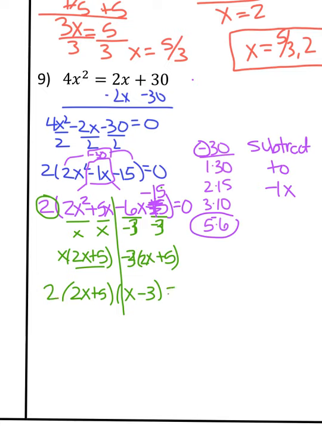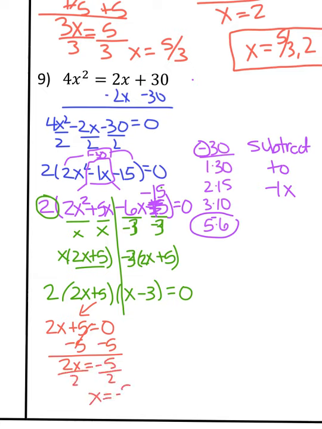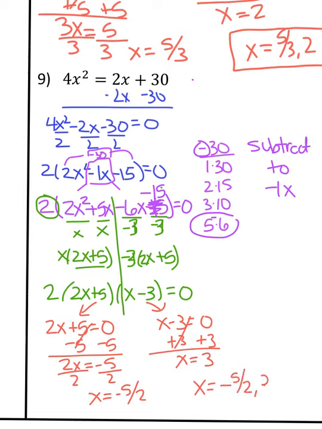Technically, there's a 2 out front times that equals 0, but we get to ignore that 2 out front. All I care about is solving for x's, so I'm going to take that 2x plus 5 and set it equal to 0 and solve for x. So subtract 5 from both sides. 2x equals negative 5, divided by 2. x equals negative 5 over 2. And then we'll do the other side. x minus 3 equals 0. Add 3 to both sides. x equals 3. So my answer is x equals negative 5/2 and 3.